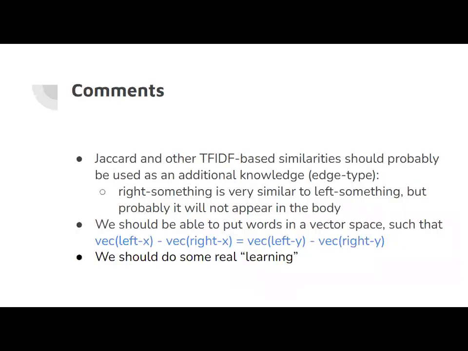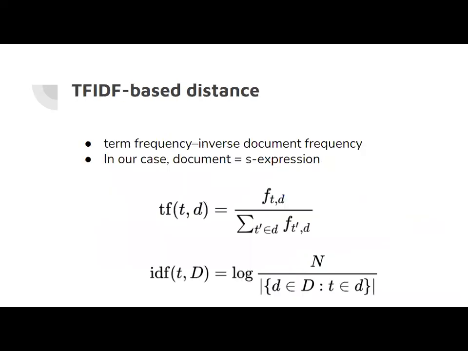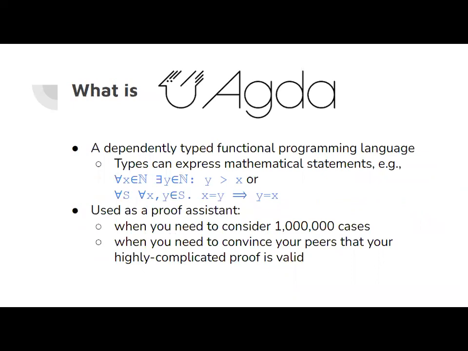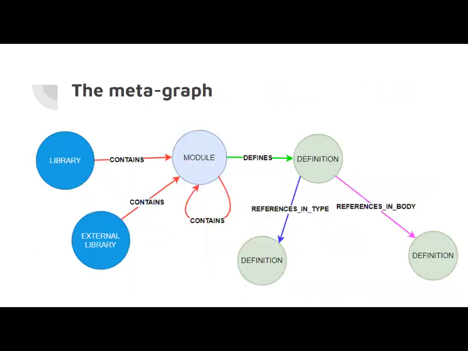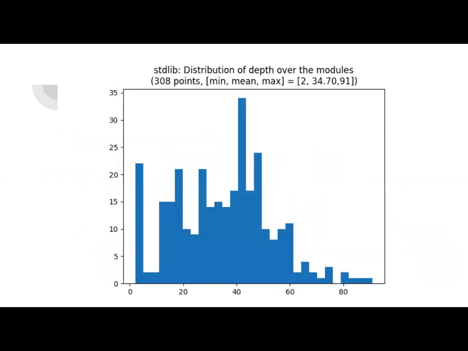So we finish with three comments. Jaccard and TF-IDF, or any other directly word-based similarities, should probably not be used as a learning method, but rather as additional knowledge in our knowledge graph. So instead of having only these two types of links between the definitions, we can also compute some word-based links, so left is very similar to right, and stuff like that.